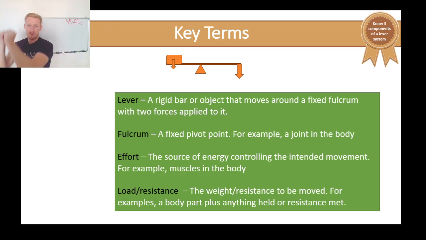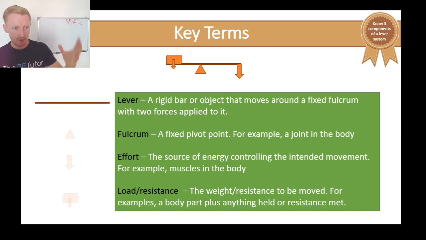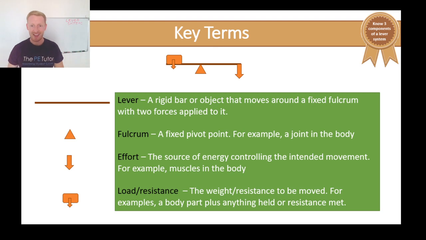We've got the effort that we pull down on, and with that fulcrum in the middle, we generate that seesaw catapult action. So a downward force at one end can transfer into an upward force at the other. So we've got the lever, the fulcrum, effort, and then the load or resistance. Now, those diagrams, those shapes, they're going to stay consistent.